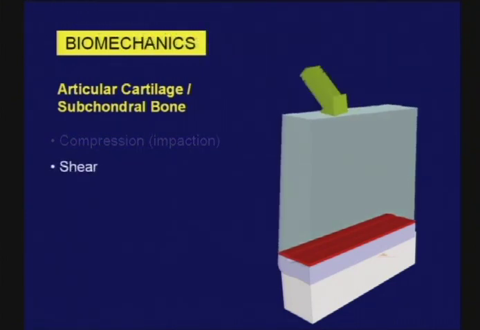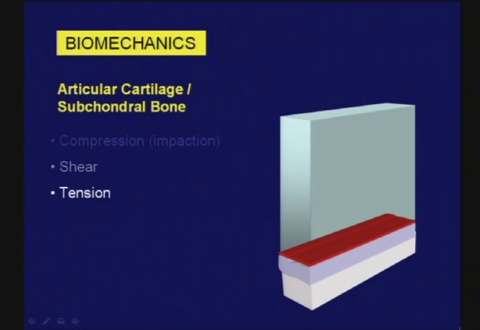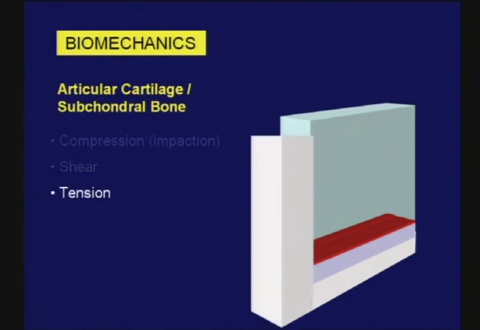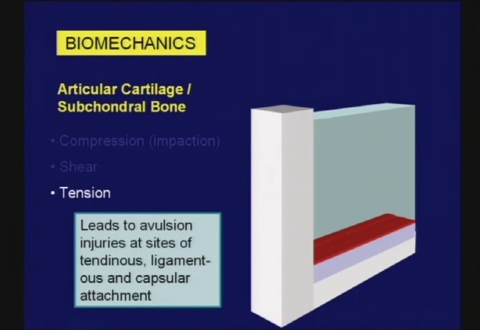The second type of force is a shear force. This is a rotational force that produces a force angulated with respect to the surface of articular cartilage. Marrow edema is produced, but it is not to the same degree as a compression force. The third type of force is a tensile force. This is typically applied where tendons or ligaments attach. Typically, we don't think of tensile force injuring cartilage or subchondral bone.